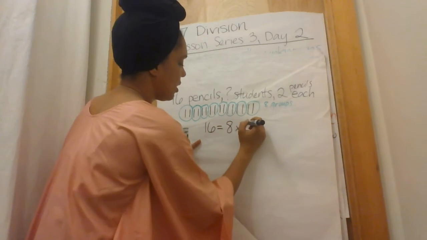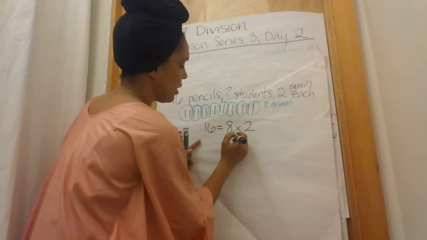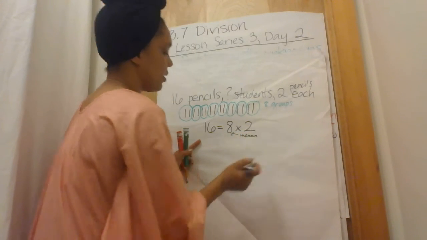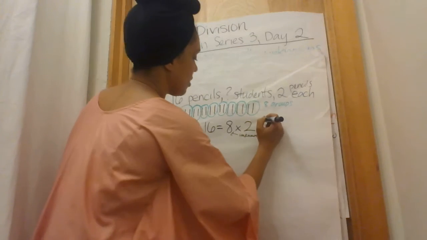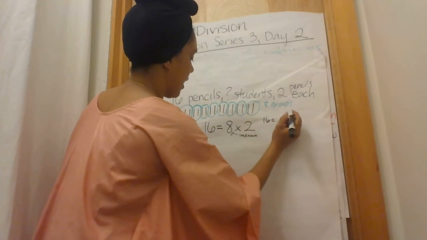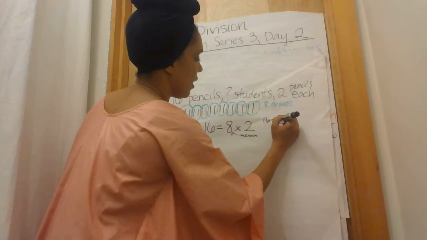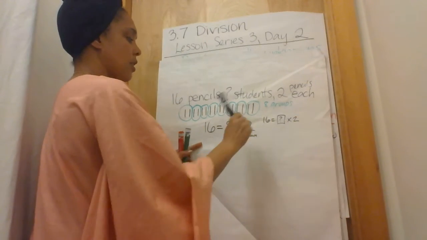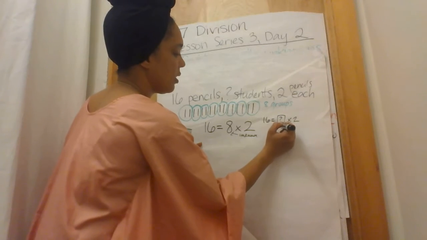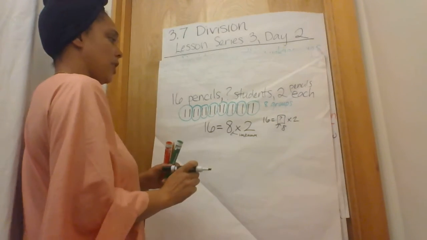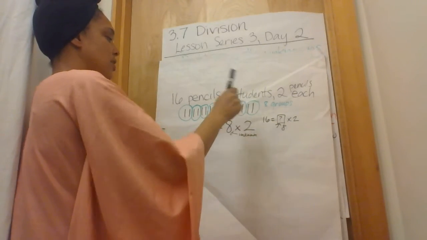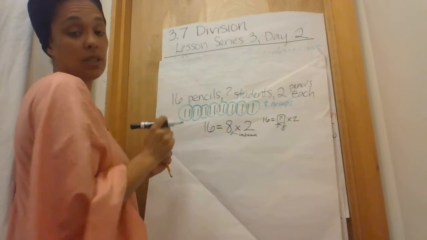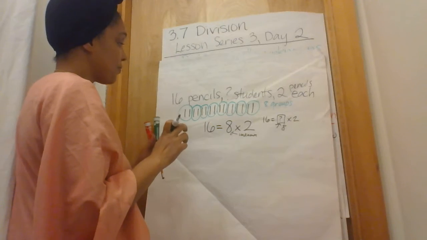16 equals 2 times an unknown. Remember, this was our unknown at first. At first, we were looking at this equation, trying to figure out what this unknown number here was. We discovered it, and we discovered that this here is an 8. So there would be 8 students. There's 16 pencils. 8 students would get 2 pencils each.